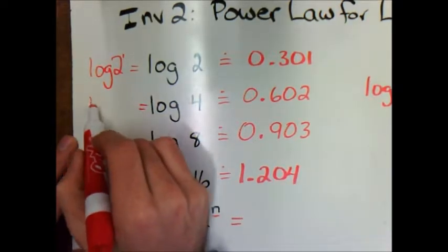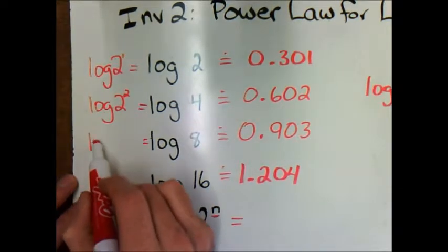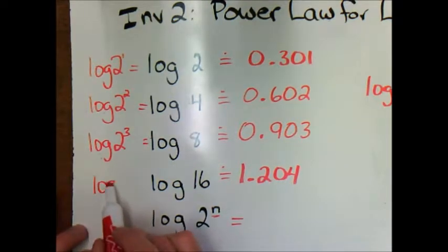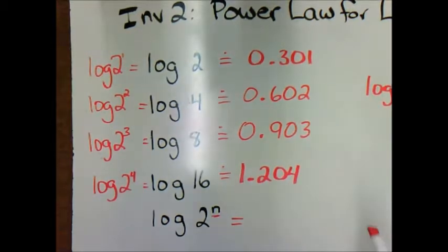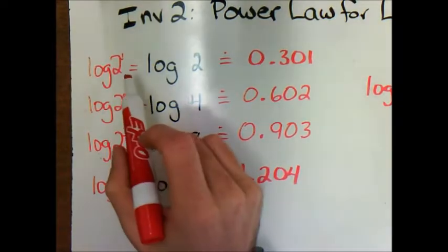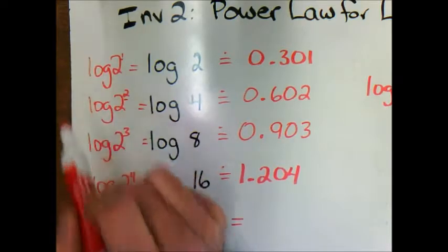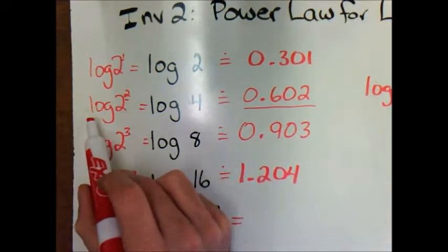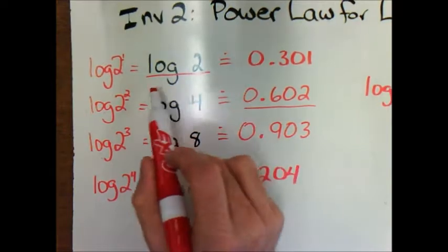Here we have the log of 2 to the power of 2. Log of 2 to the power of 3. The log of 2 to the power of 4. And I hope that now we can see the connection a little bit more easily. All we've really done here is taken the log of 2 and multiplied it by 1 to get 0.301. To get 0.602, we have the log of 2 to the power of 2, but all we've really done is taken the log of 2 and multiplied it by 2.